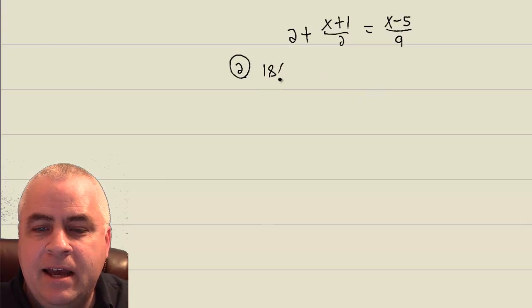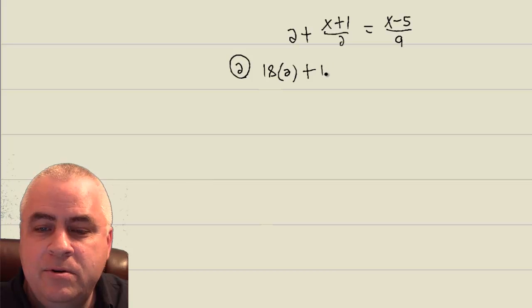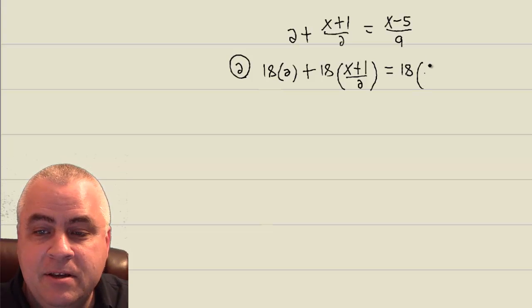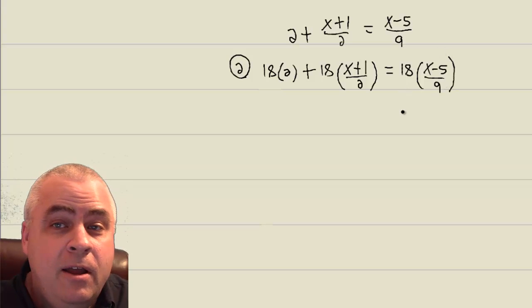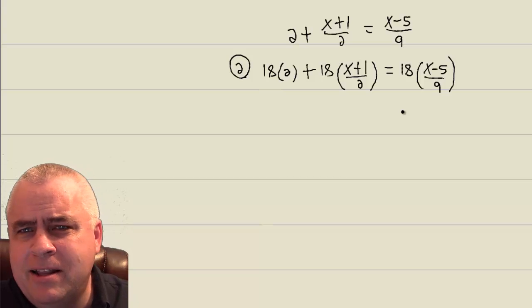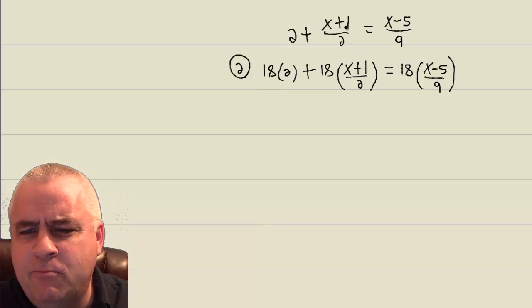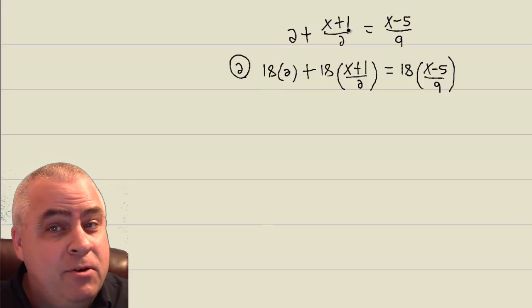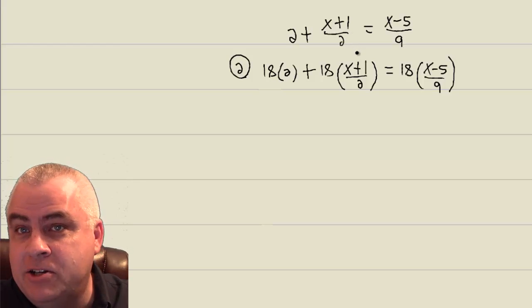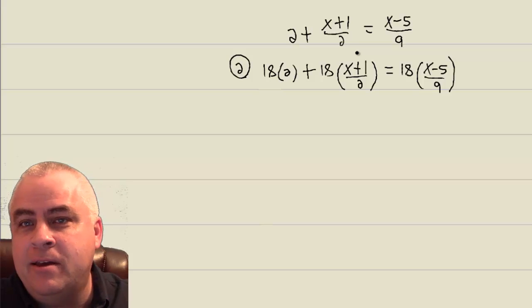So we'll take 18 times 2. We'll take 18 times x plus 1 over 2. And we'll take 18 times x minus 5 over 9. Now, I said earlier, when we multiply by everything, we're talking about what's separated by pluses, minuses, and equals. And you might be looking to say, well, there's a plus on that one fraction there, the x plus 1 over 2. Why don't you split that up? Even though that looks hideous, it's still just a single fraction. And we want to keep the single fractions intact until we cancel the denominator.